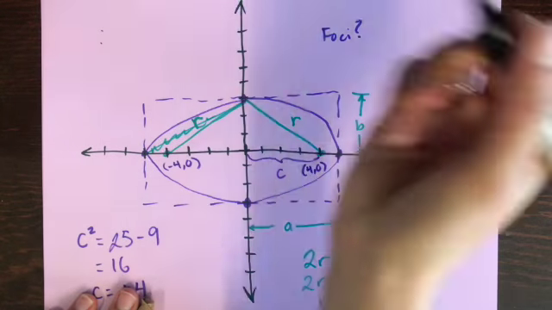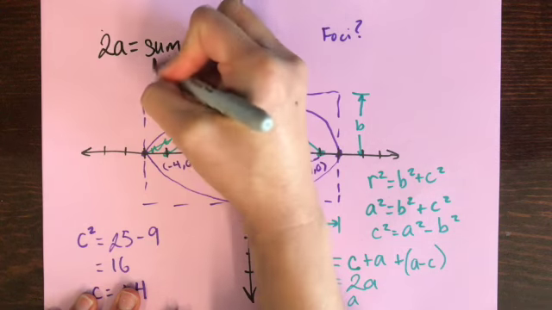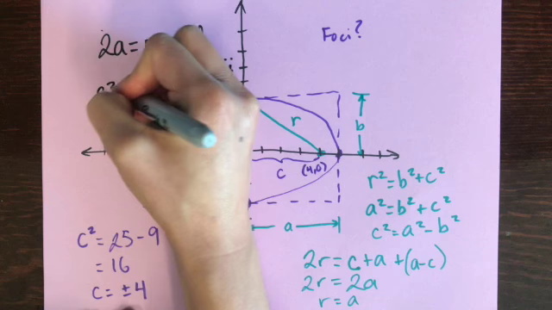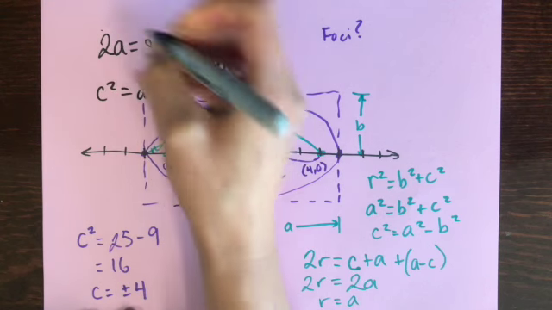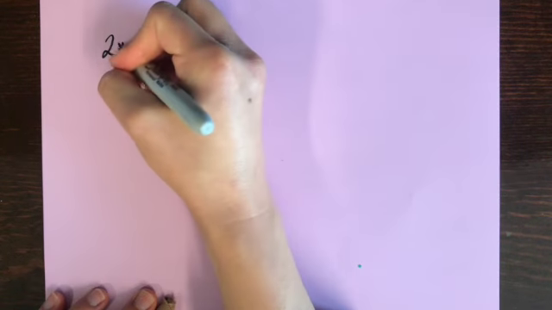Okay, so don't worry too much about all of that process I did with deriving. Basically, just know that 2a is always going to be the sum of the focal radii, okay? And a is always going to be the bigger base, whatever it is. And then c squared is always going to be equal to a squared minus b squared, the big base minus the small base. So let's go ahead and apply those two things in this next example.